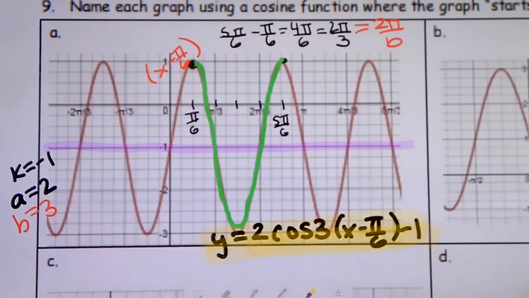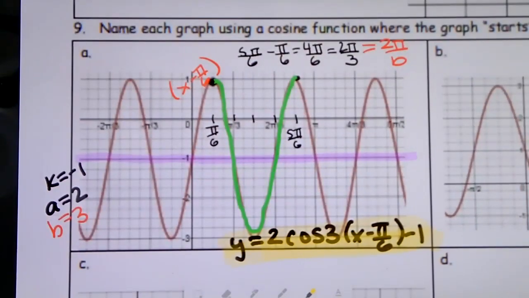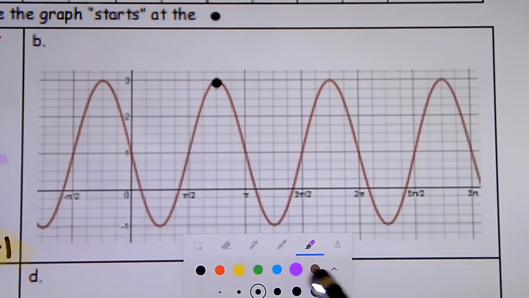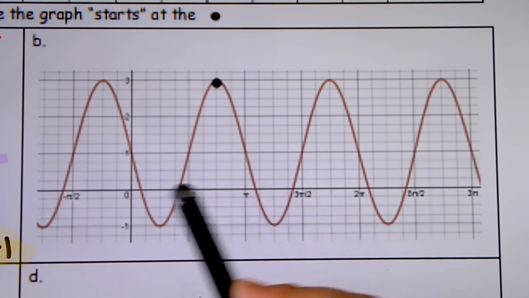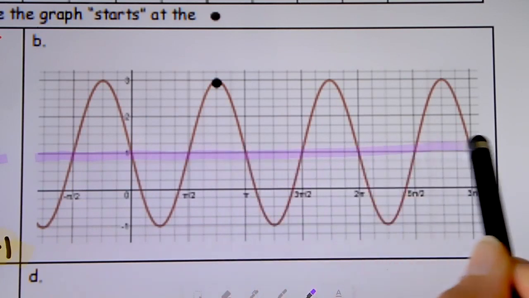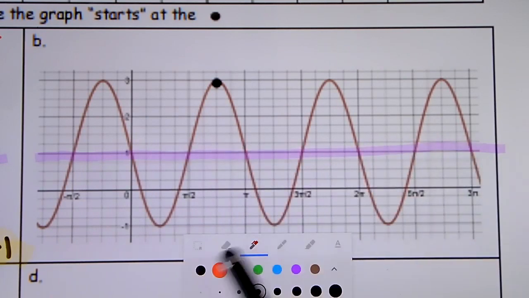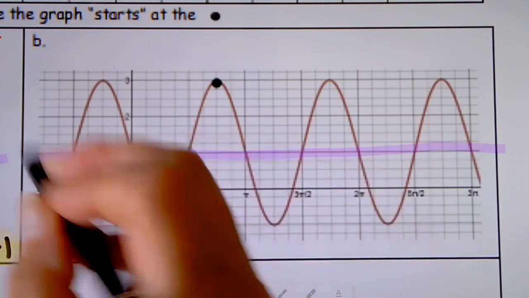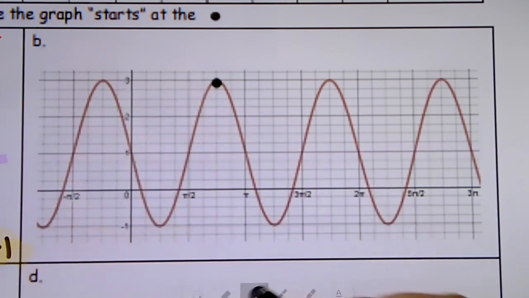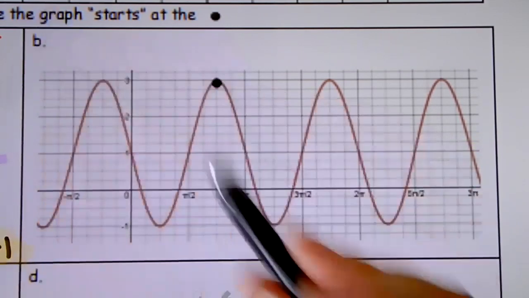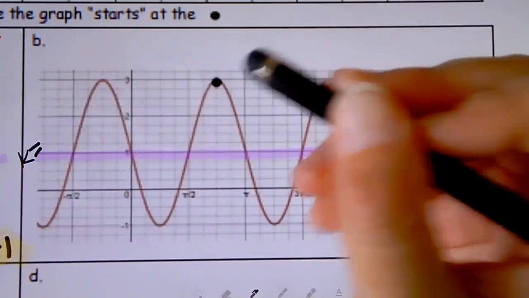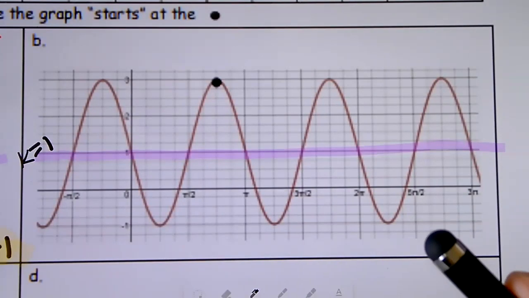Okay, so now we're going to take a look at letter B. On letter B, again, let's start by figuring out where our vertical shift is. So that's where my vertical shift is going to be. That is 1 above my x-axis. That means my K, hold on, let me get that line back, that means my K is equal to 1. Okay, my K is 1.